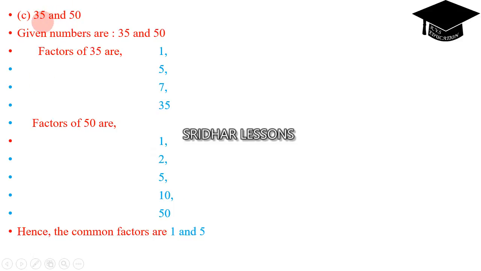Now we will see the numbers 35 and 50. The given numbers are 35 and 50. The factors of 35 are 1, 5, 7 and 35, and the factors of 50 are 1, 2, 5, 10, 25 and 50. If you observe these two, the common numbers are 1 and 5. In other words, we call them common factors.